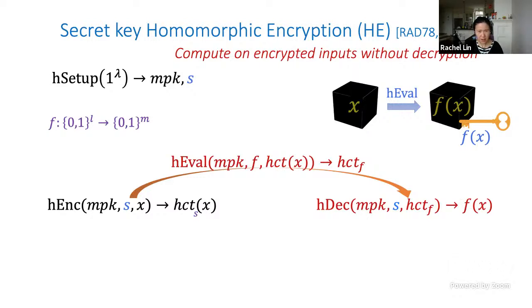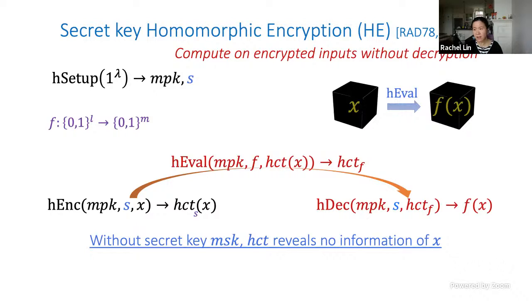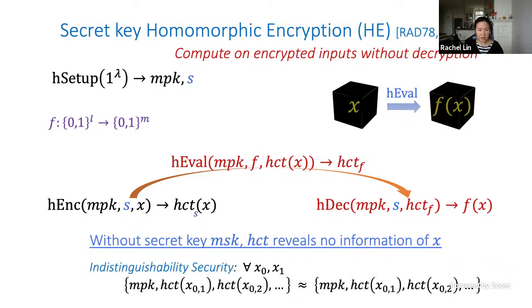And the security guarantee is just like a vanilla semantically secure encryption scheme: without knowledge about the secret key, the ciphertext really reveals no information about the input. So even if one can homomorphically evaluate arbitrary functions, everything still sits inside the encryption. Both the input and the output, everything remains hidden. And this is formalized through indistinguishability, where we require ciphertexts of arbitrary inputs to remain indistinguishable.